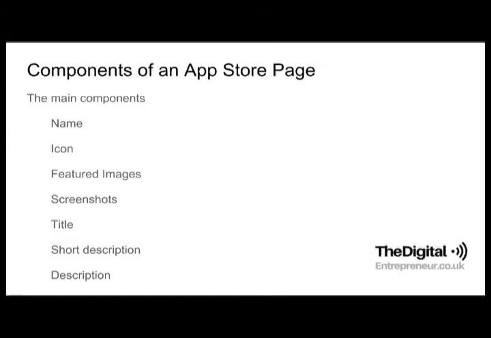Then you can have things such as feature images. That's again something that shows off your app. Then typically you have a number of screenshots showing your app in action, followed by a title and a short description, so briefly explaining what your app is, followed by a more detailed description. And we'll look at these items over the next few slides in a bit more detail.